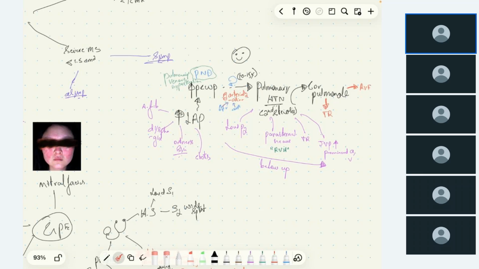And then we all know, guys, when there is stasis of blood inside the left atrium in mitral stenosis, there is reduced emptying, stasis of blood inside the left atrium, leading to clot formation and thromboembolism.